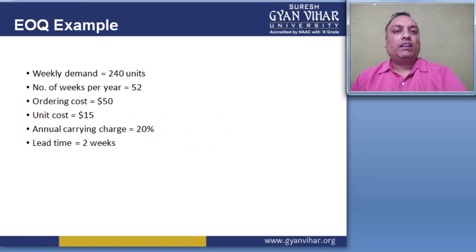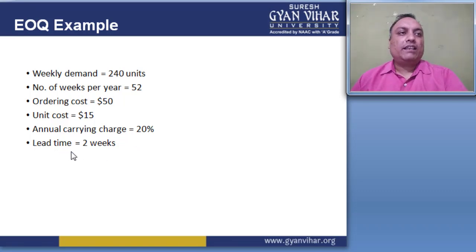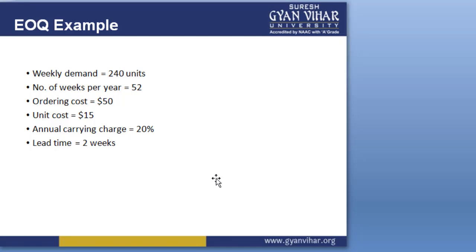This is an example related to EOQ analysis, where the weekly demand is 240 units, the number of weeks per year is 52, the ordering cost is $50, the unit cost is $15, the annual carrying cost is charged at 20%, and the lead time is 2 weeks. So you can manage this type of problem. How to solve this question, we move to the next slide.